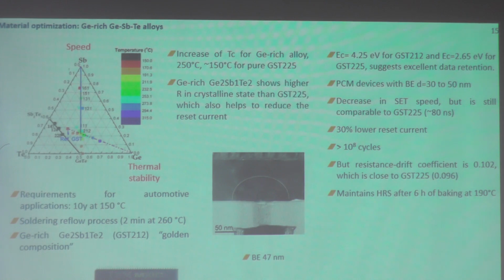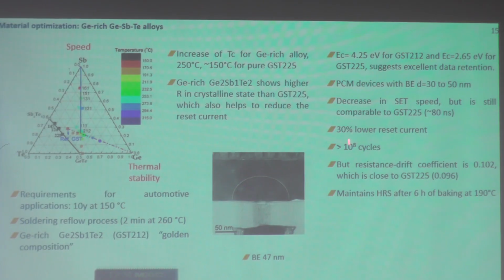There were also some tests on device performance of such composition. You can see it was tested by IBM, who created a chip with memory density 128 megabit. And here they tested different devices with bottom electrode sizes ranging between 30 and 58 nanometers. So what they found: a decrease in set speed, but it's still comparable to GST, in the range of 80 nanoseconds. But they found a reduction of 30% of reset currents, very low.